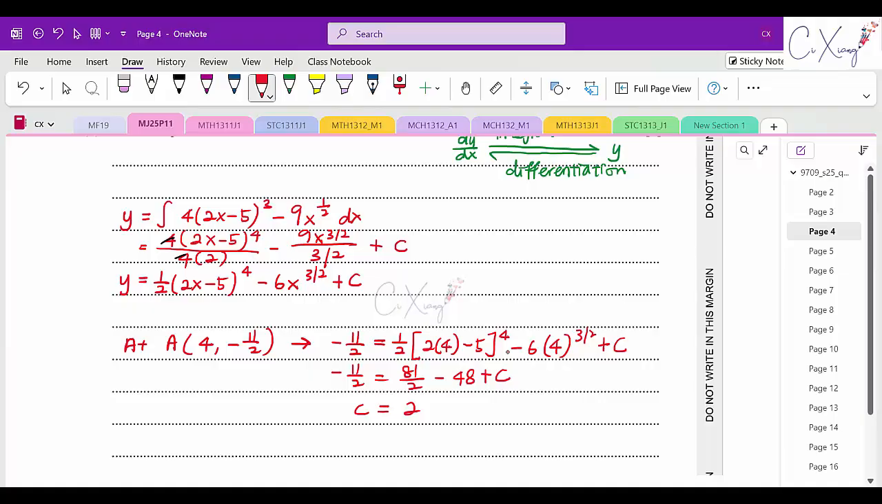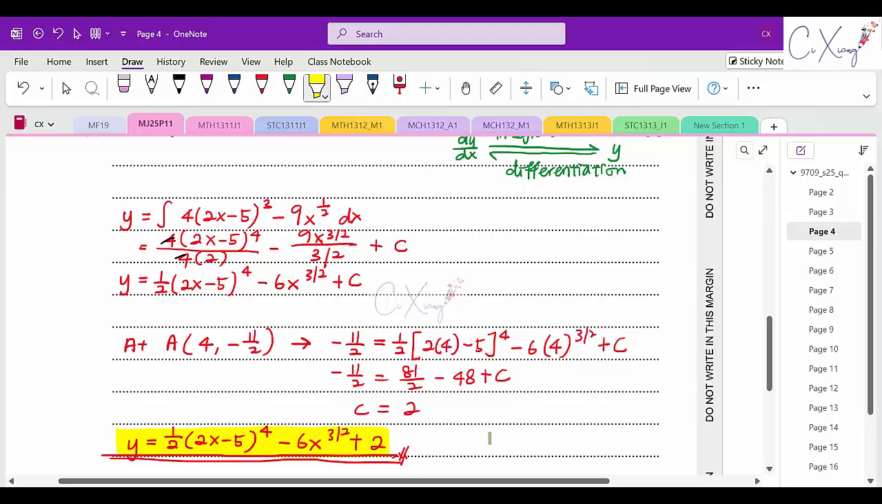Okay, then after we get the final answer for the c, we rewrite our equation again with the value of c found. Okay, so I'm having this equation. Then don't forget about the plus 2 at the end. Okay, you can see that this is the equation of the y that we have, and we can get it by using integration from the dy dx. Right, so this is how we solve this question.